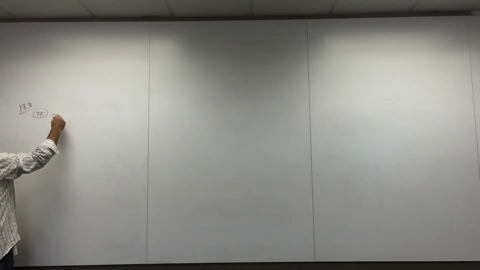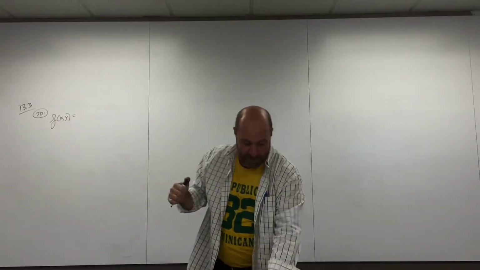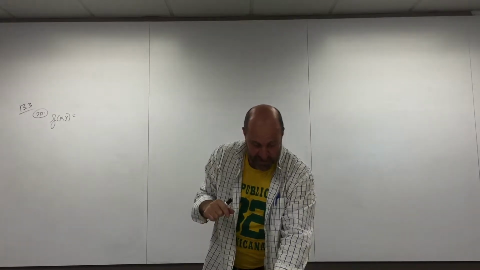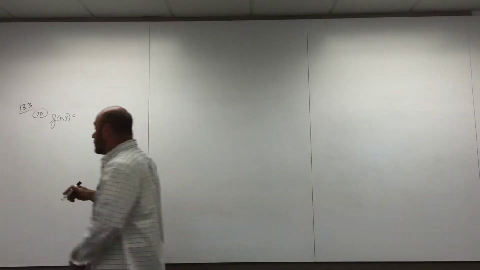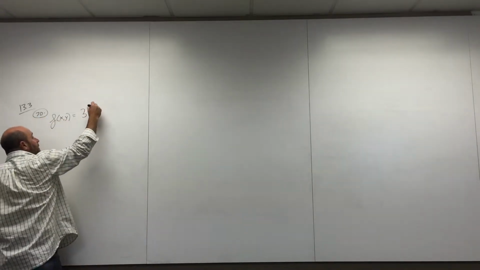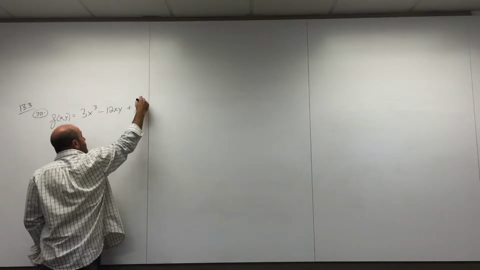So I'm in 13.3 and I found this problem number 70, which gives me a function of two variables. A function of two variables actually equals a third variable. This is f of xy equals 3x cubed minus 12xy plus y cubed.